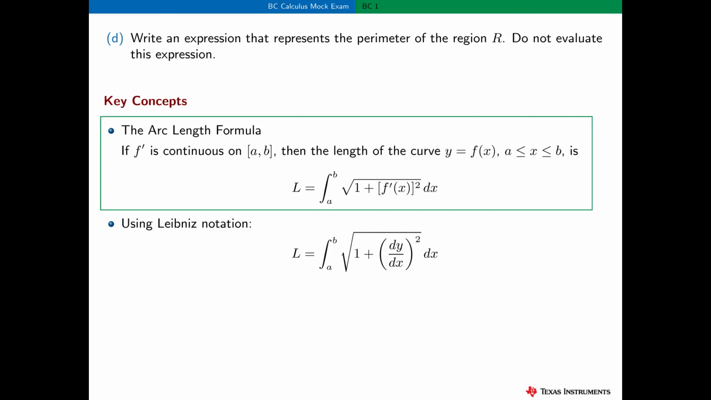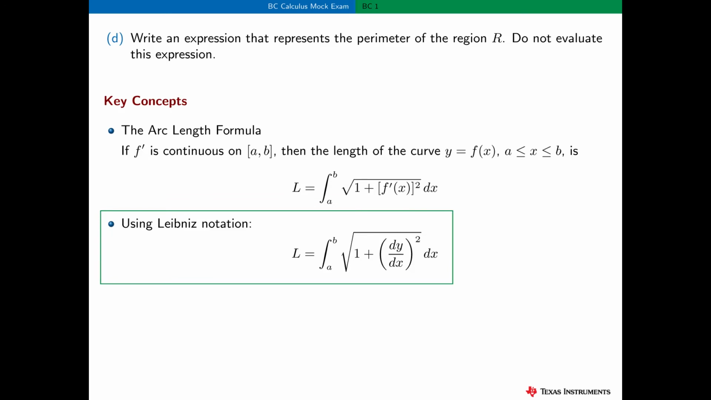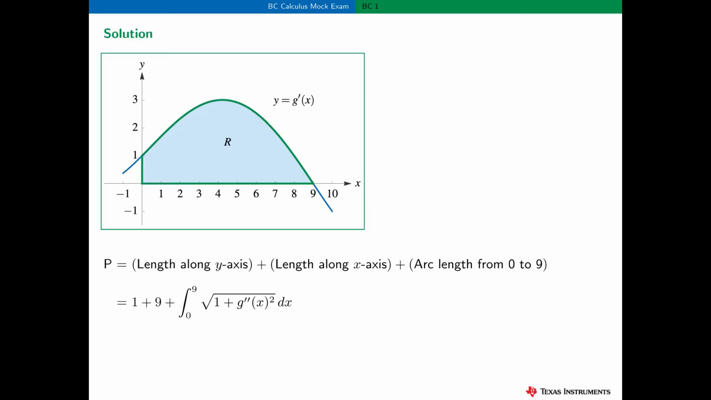You may recall that we can actually derive this formula by first estimating the length of the curve using polygonal paths, and then we can examine the limit as n goes to infinity. And here's the same formula using Leibniz notation. Here is a solution to this problem.